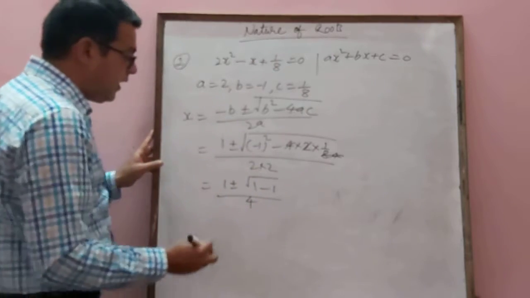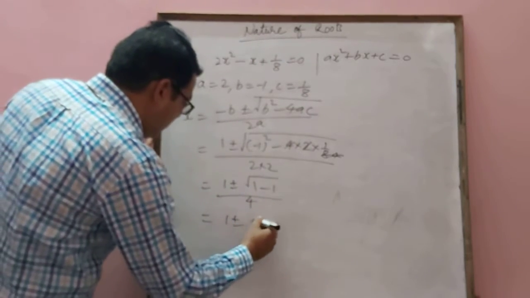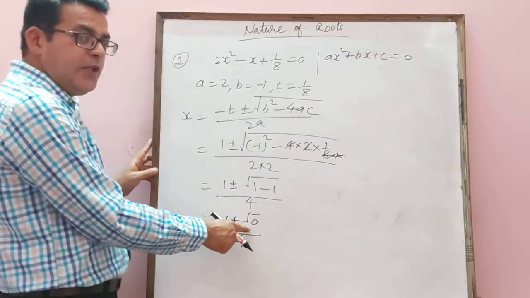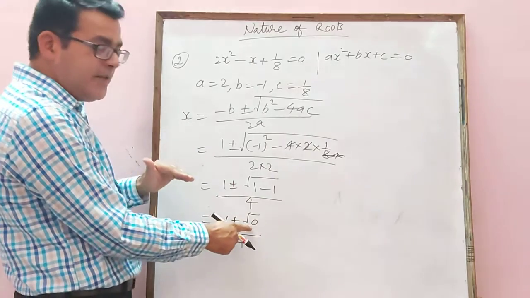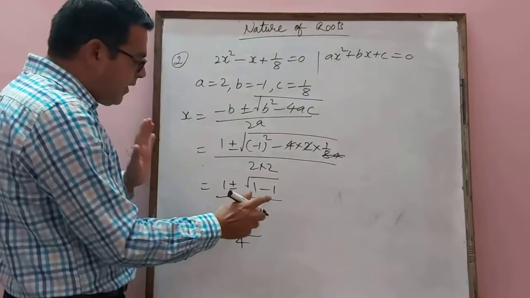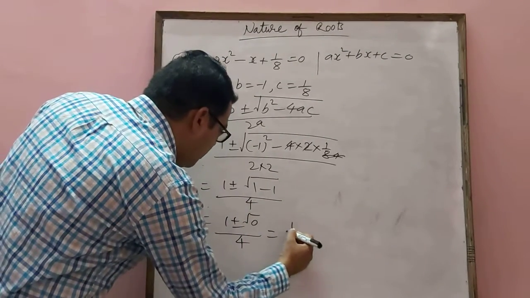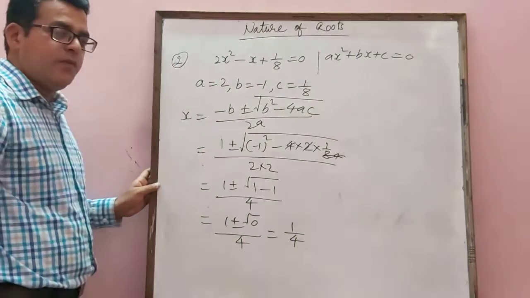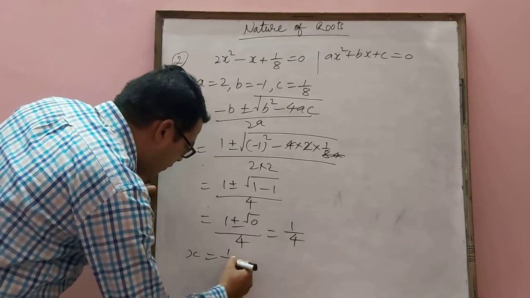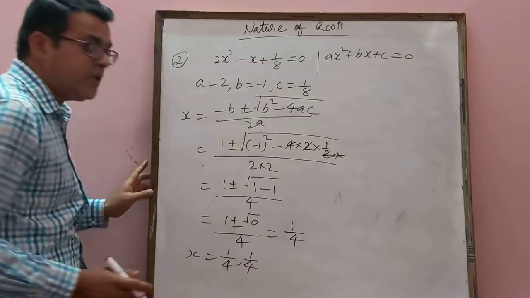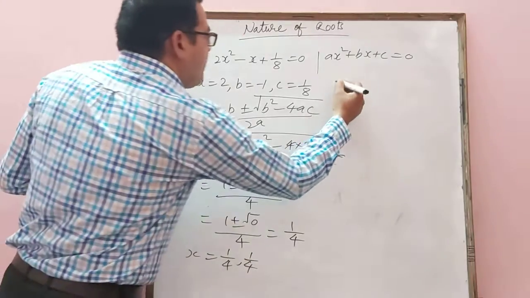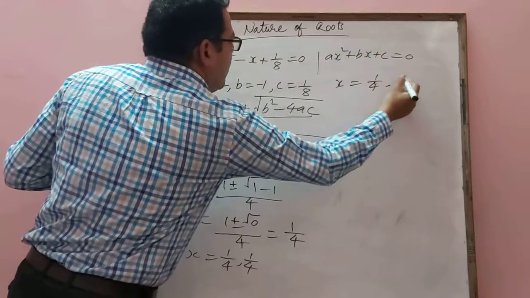Now you can see here, 1 minus 1 is 0, which means the value of discriminant is 0. We are taking this condition. It means discriminant is 0. So what can we write? We can write it only 1 by 4, since this part is 0. So the value of x is 1 by 4 and 1 by 4. Since it is a quadratic equation, it means two roots will be there. So roots are 1 by 4 and 1 by 4.